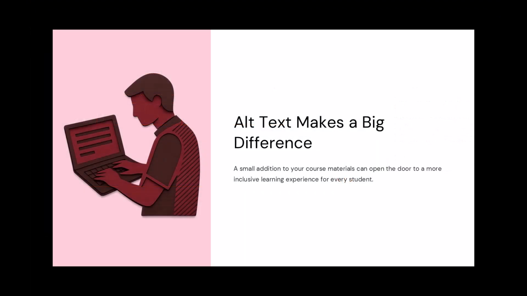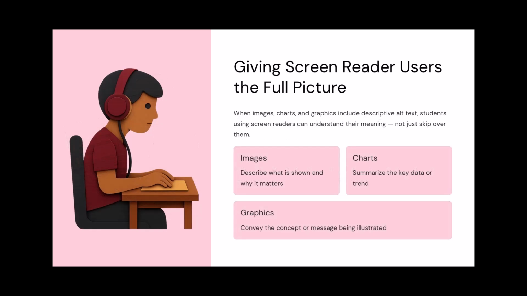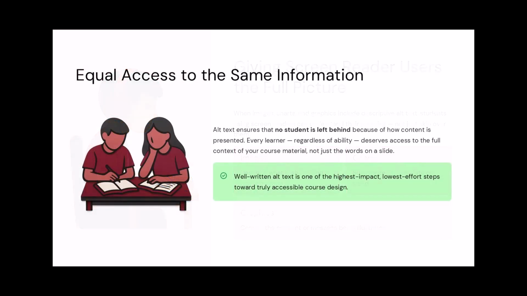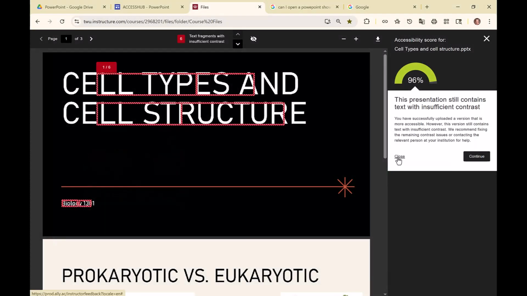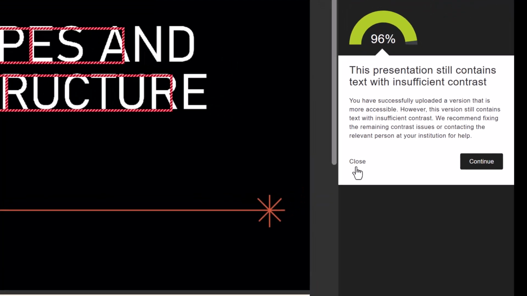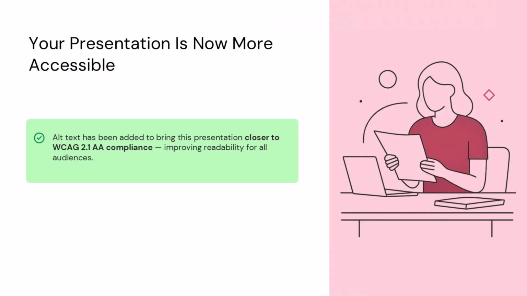Adding alt text makes a big difference for accessibility. Students using screen readers will now be able to understand the meaning of images, charts, and graphics. This ensures that all students have access to the same information, not just the text on the slide. Adding alt text improves accessibility, but the presentation may still need additional fixes, such as improving slide structure or color contrast. My presentation is now more accessible and closer to meeting WCAG 2.1 AA standards.